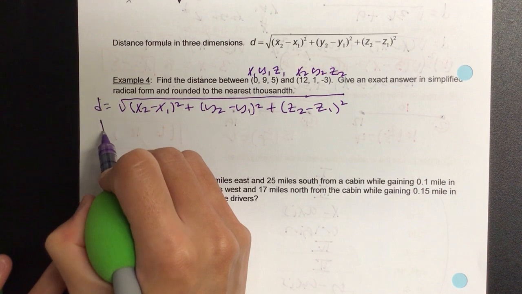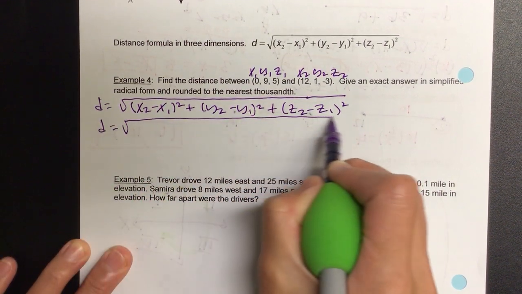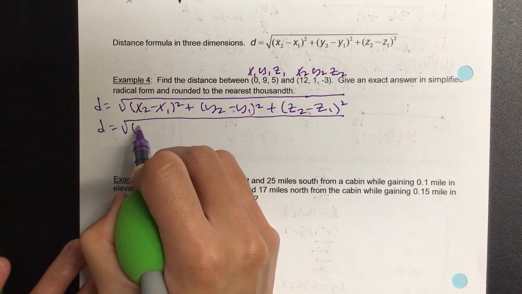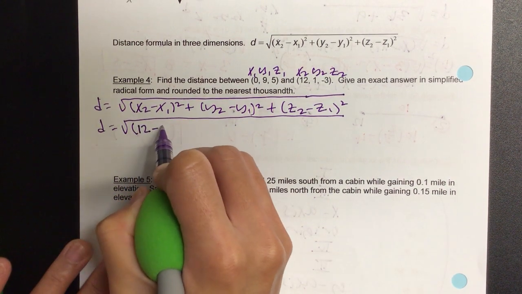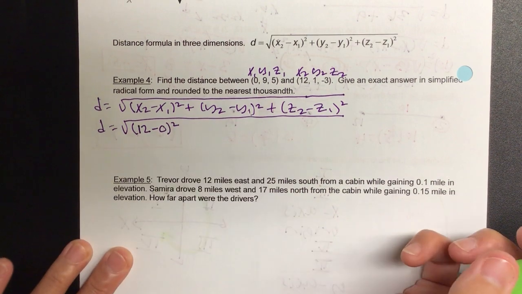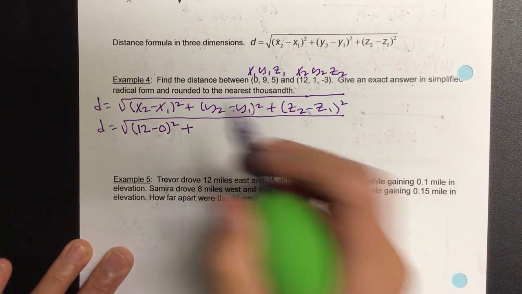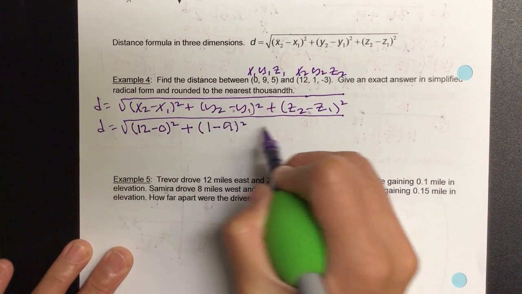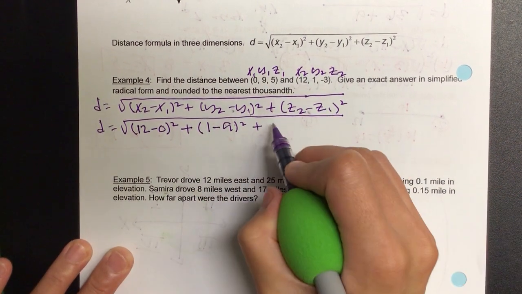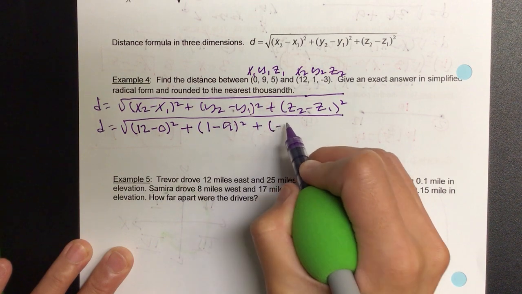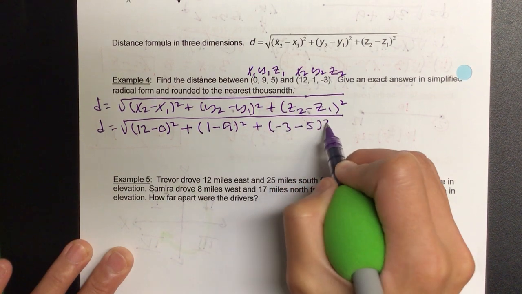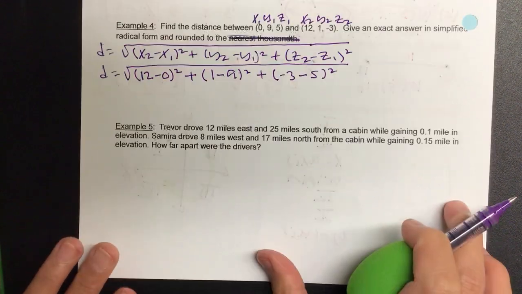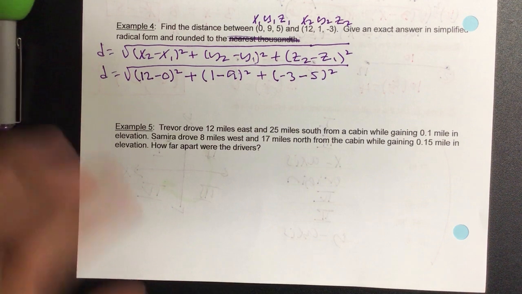So let's go ahead and plug in the values from our coordinate plane, or the points. What are my x2s and x1s? 12 minus 0. And no, you don't have to write the 0. What about y2 and y1? 1 and 9, 1 minus 9 all squared. What about z2 and z1? Negative 3 and minus 5 all squared. Notice it says the nearest thousands. We're going to just leave it in simplified radical form. Let's circle our chunks.